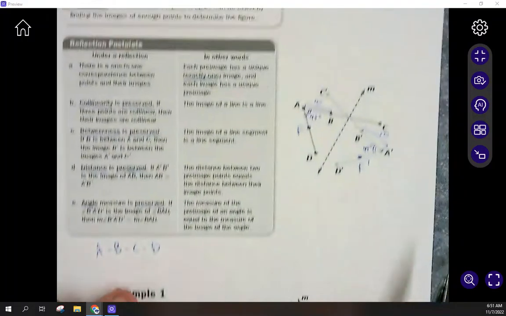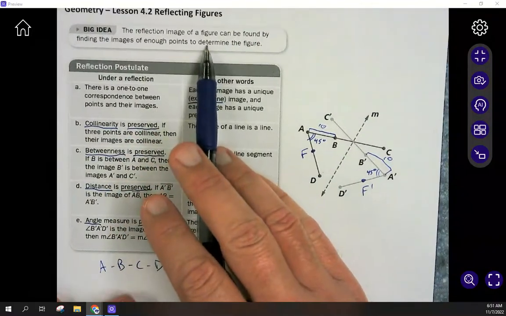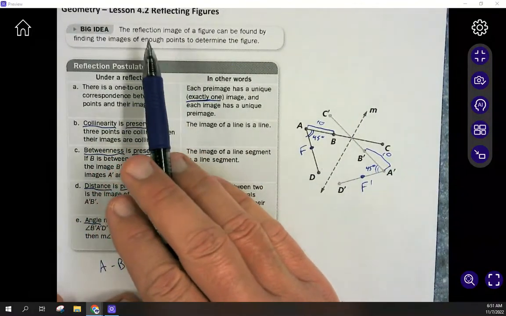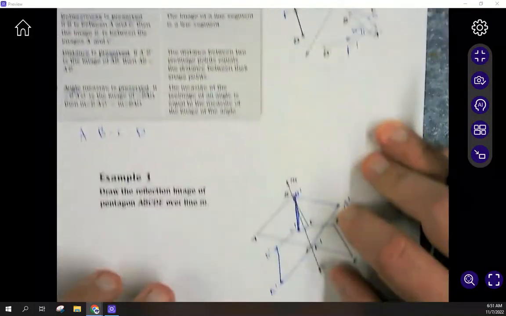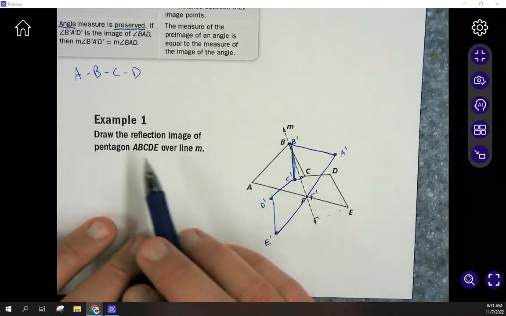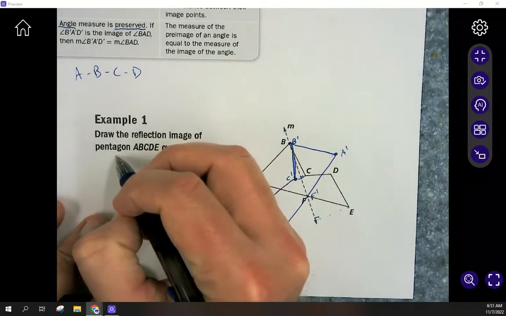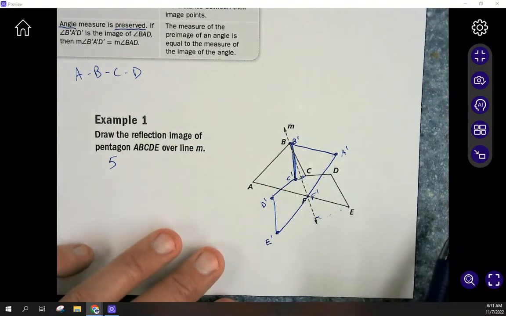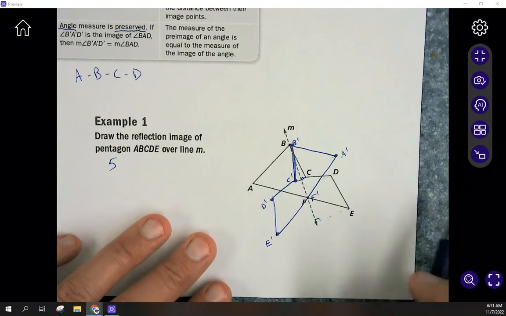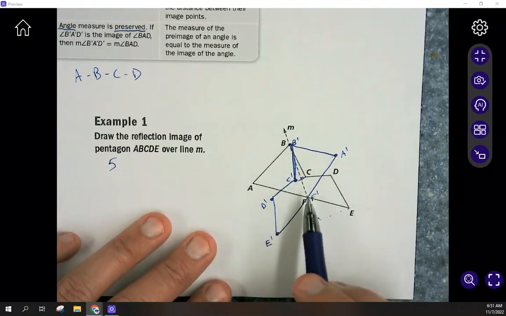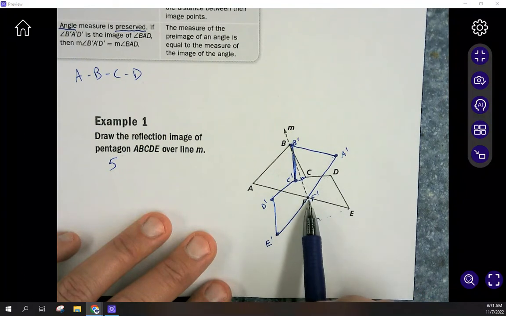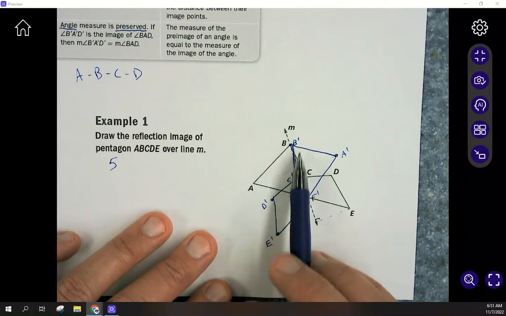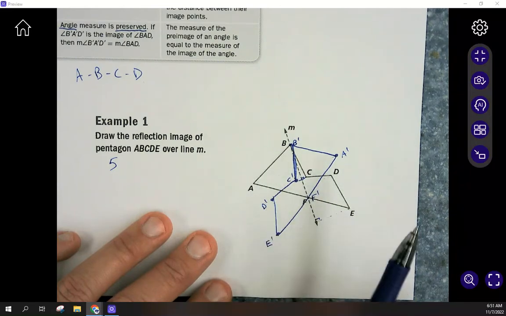So again, back to the big idea. The reflection of an image figure can be found by finding the images of enough points to determine the figure. What is enough points? Well, it just depends on the shape. If we're dealing with the pentagon, you need 5 points of reflection to determine the image. 1, 2, 3, 4, 5. In this case, we had 6 points, but we really don't need F because it's in the middle of a side. So really we needed A, B, C, D, and E. We needed at least 5.